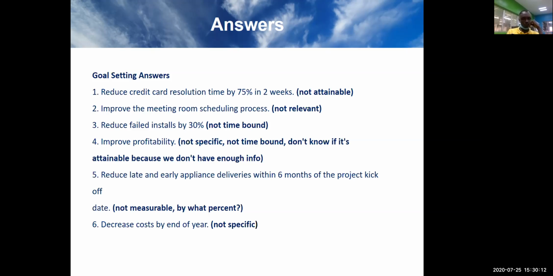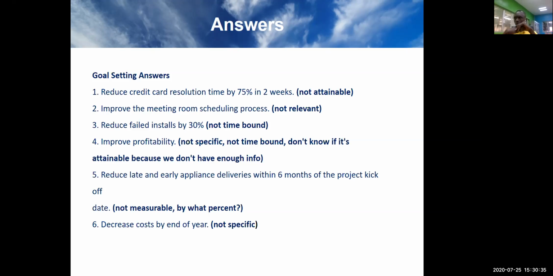You don't just want to improve efficiency, but you want to improve efficiency on where. If it's a manufacturing process, what line, from what to what, and what part of the efficiency do you want to improve? Could it be a minor stop that affects the bottling cap or something? You need to be much more specific in that. Improve the meeting room scheduling process, not relevant.